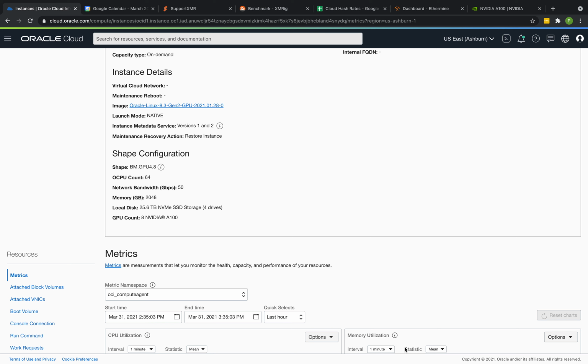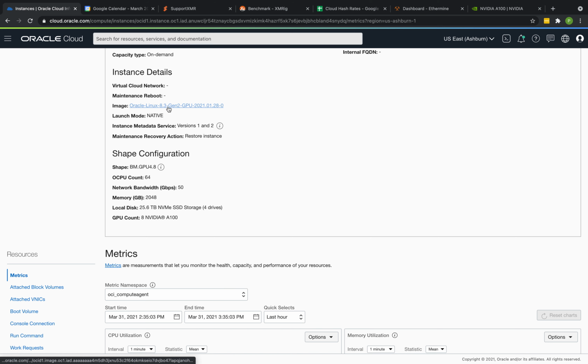So today in Oracle Cloud, I launched a 64 OCPU, so basically a 64 core 128 thread bare metal machine with eight NVIDIA A100s in it and almost 26 terabytes of NVMe SSD storage across four drives, 2 terabytes of RAM, and 50 gigabits per second network bandwidth. So I wanted to see what hash rate I could get out of this machine. And it was pretty interesting.